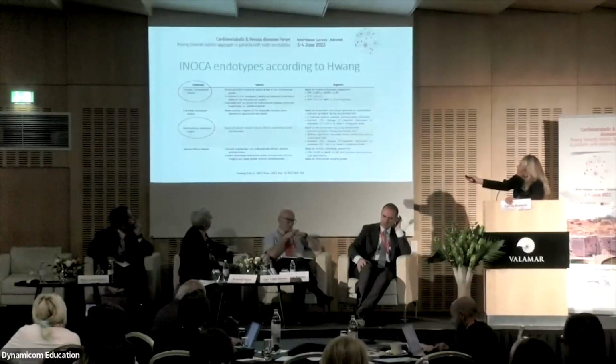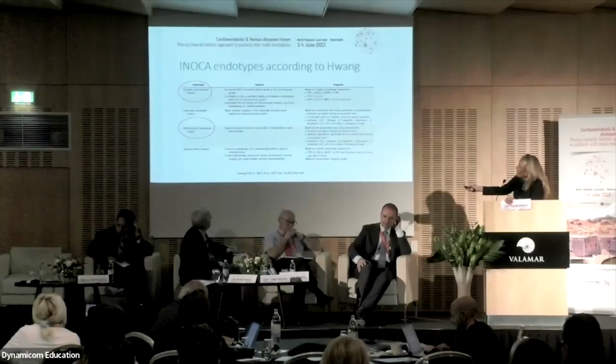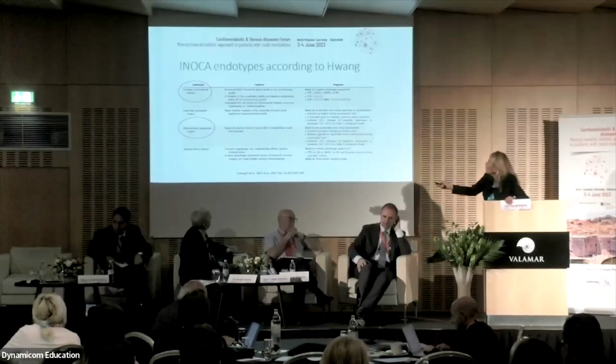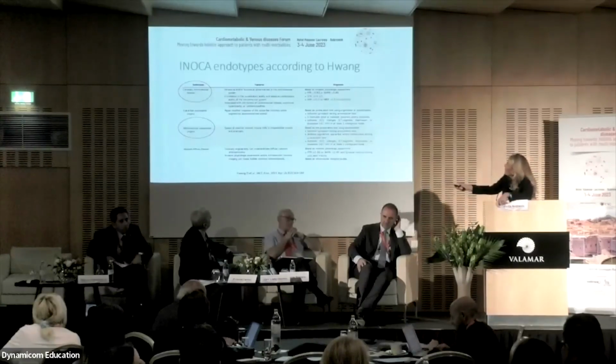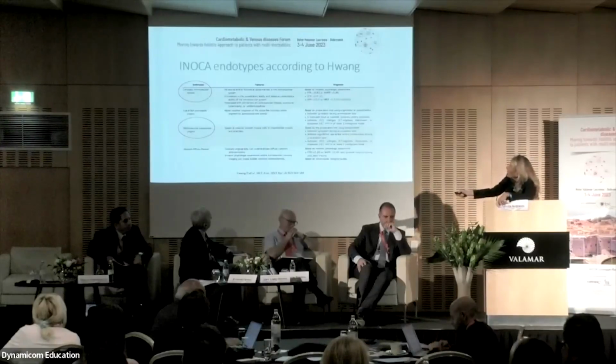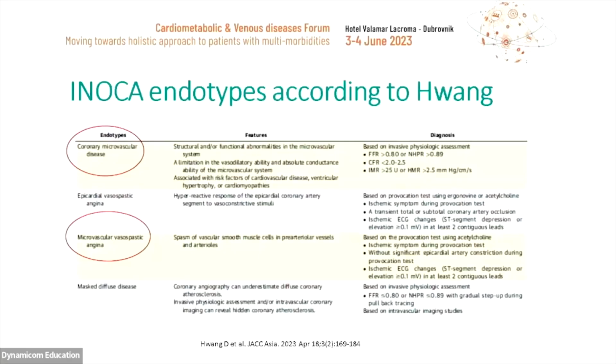So trying to put these together, we now have at least two big endotype chapters. We have coronary macrovascular disease based on the CFR and IMR, and then we have vasospastic microvascular angina, basically based on acetylcholine, although not specified here, surprisingly.